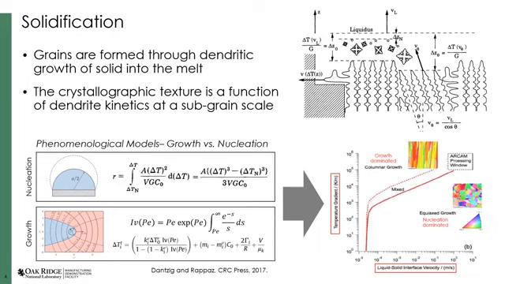So the key thing here is that what we need to know is the solidification interface velocity at the solid liquid interface, as well as the temperature gradient. So this really suggests that what we need is a process model that relates our processing conditions to these types of conditions at the solidification front.